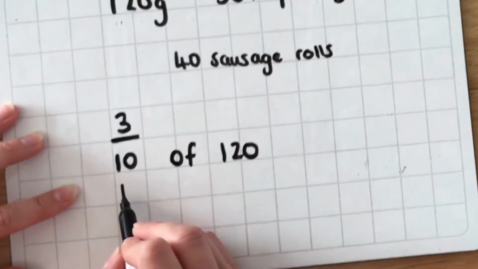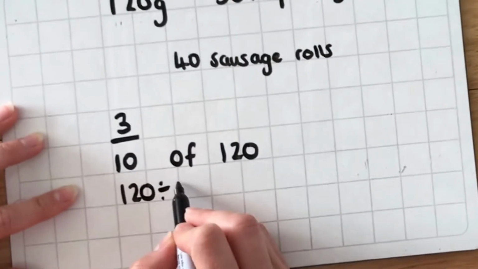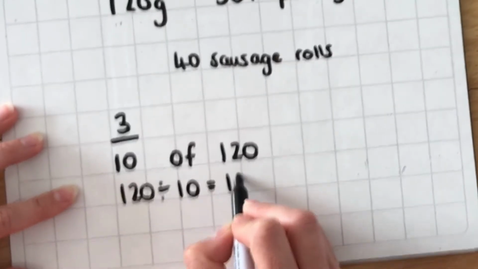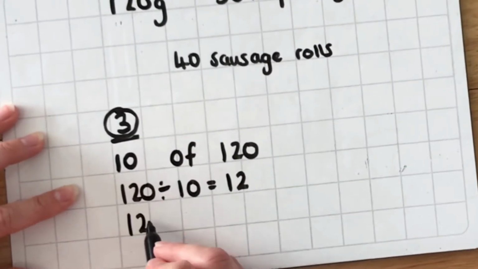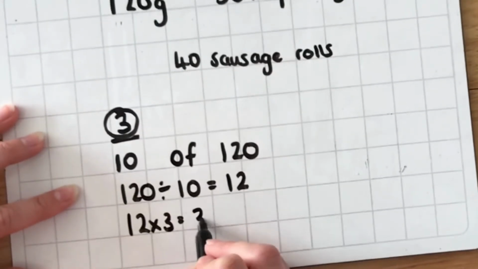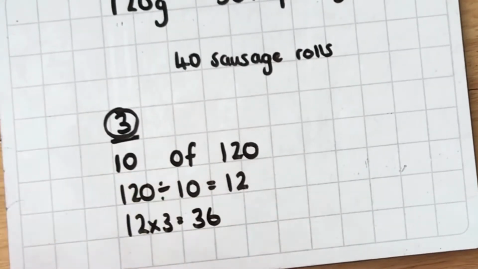Step 1 is to divide by the denominator. 120 divided by 10 gives you 12. Multiply your answer by the numerator. 12 times 3 gives you 36. So in each sausage roll there are 36 grams of pastry.